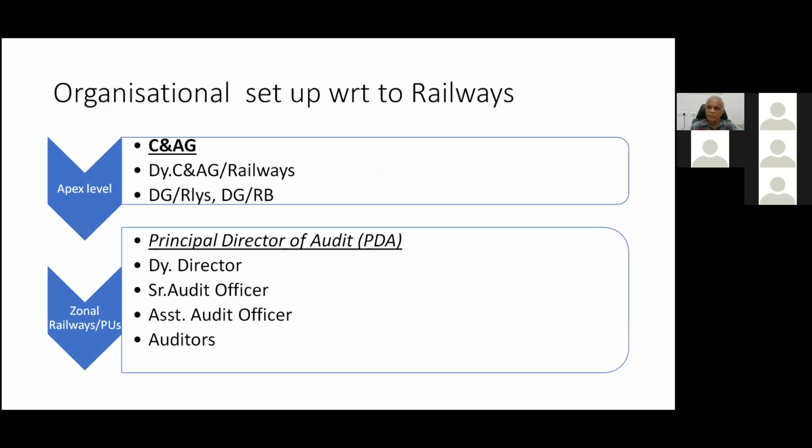As I was mentioning, the C&AG is the apex body, and for and on behalf of him, under his guidance and control, the Deputy C&AG, or DAI as we call him, will be working. He will be assisted by DG Railways and DG Railway Board, and at the zonal level by the principal director of audit, or director general of audit as it is also being called nowadays. Then there are directors of audit or deputy directors, senior audit officers, assistant audit officers, and auditors. This is the organizational setup in the railways as far as the C&AG organization is concerned.